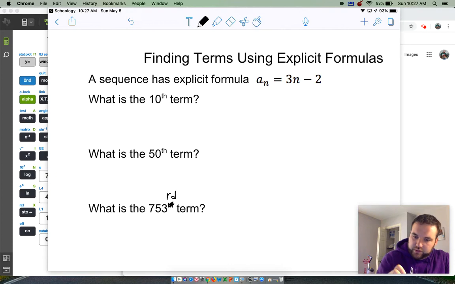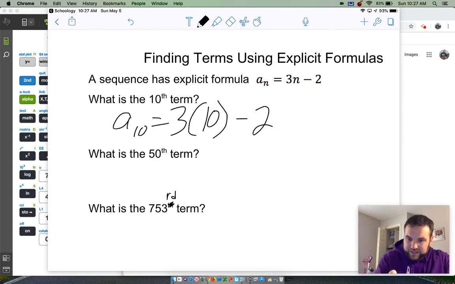Okay, so here, to find the 10th term, again, I'm going to plug in 10. And I can see that this is an explicit formula because the subscript becomes regular sized. So that's one way to know that you're dealing with an explicit formula. We'll talk about the other type in just a minute. 3 times 10 minus 2, that'd be 28. So my 10th number in the list would be 28.